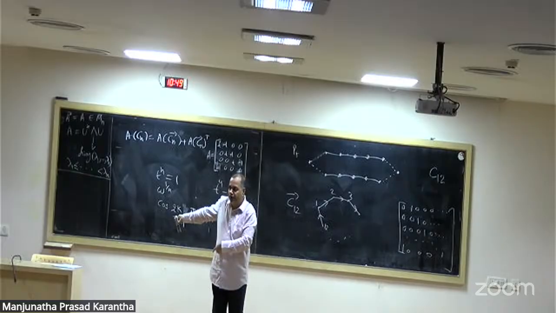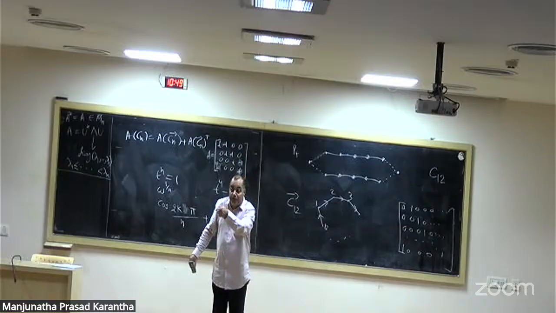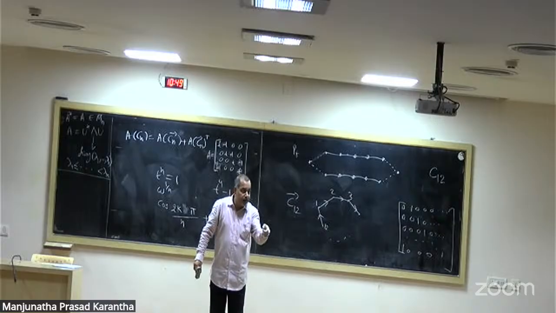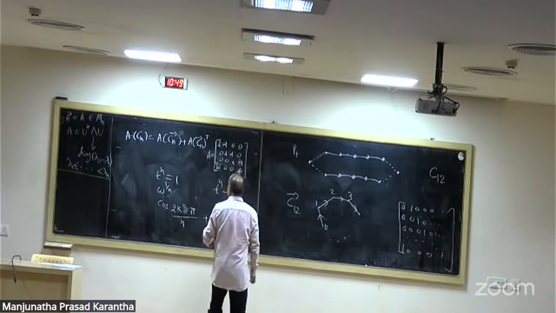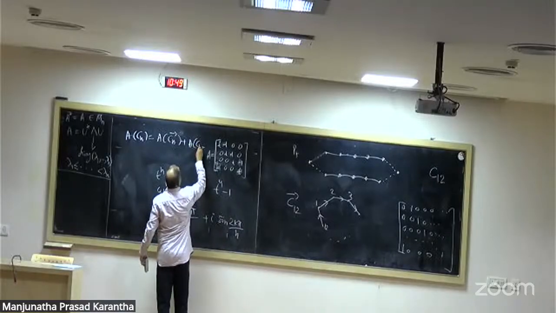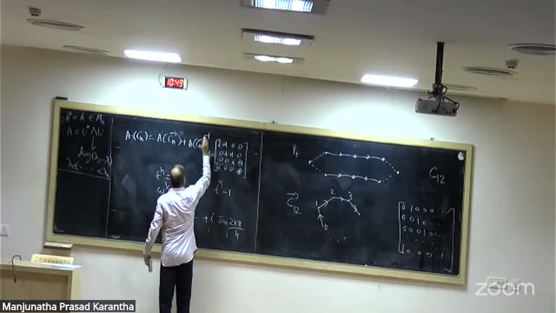Yesterday we were talking about permutation matrices, and for permutation matrices, their transpose is their inverse. That is what I said. Transpose is their inverse. Therefore, this is nothing but the inverse.